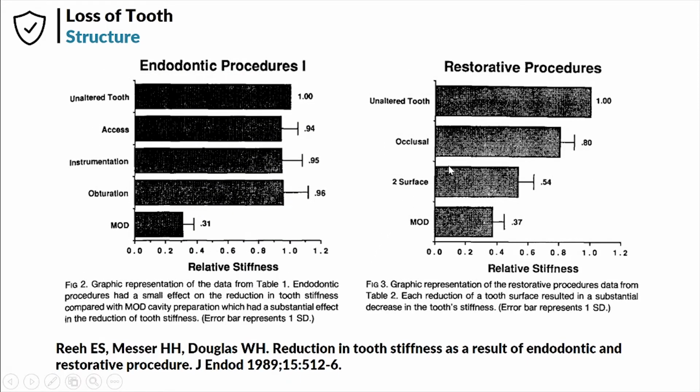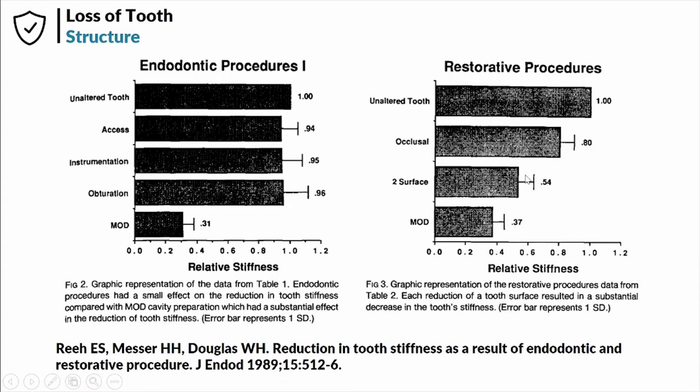So let's take a look at this chart and see what happens as more and more tooth structure is taken away from a tooth. So remember, we started with an unaltered tooth, so this is 100% relative stiffness. And when you just have an occlusal filling, this only drops about 20%. So if you think about the tooth structure, both marginal ridges are intact. So circumferentially, that tooth is still held together by its own natural tooth structure.